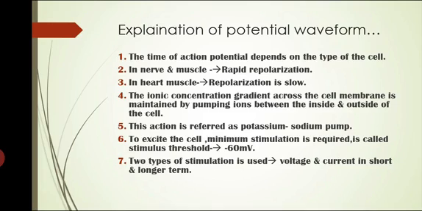To excite the cell, a minimum stimulation is required, and it is called the stimulus threshold. In the cell, that is considered as minus 60 millivolt. Two types of stimulation are used in the stimulation process, voltage and current, in short and longer term. If a short pulse is used, then the intensity is high. If a longer term is used, then the intensity is less.